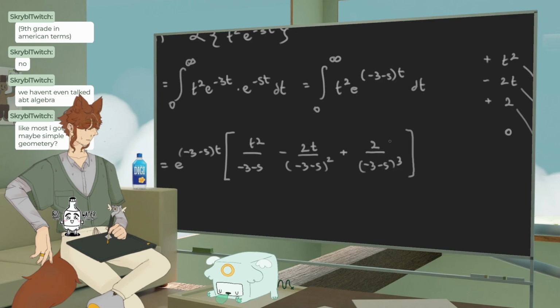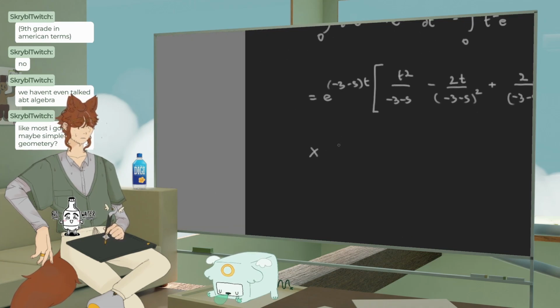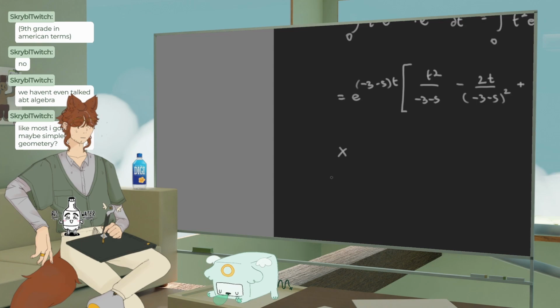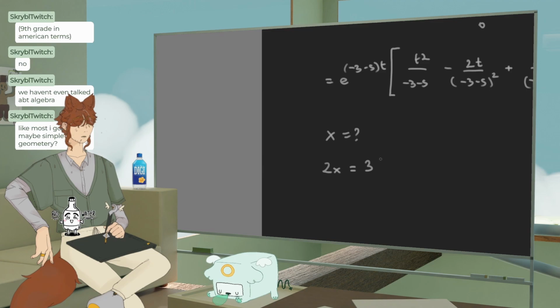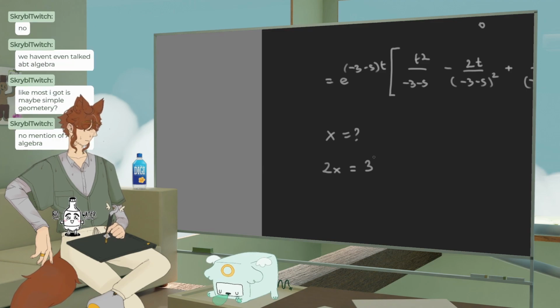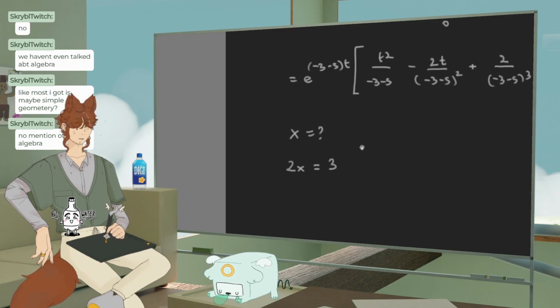Most I got is maybe simple geometry. Have you done stuff where it's like, this is what a variable is, 1 potato plus 1 potato equals 2 potatoes? And then saying, if we're trying to solve for a number x, and we have 2 of that number, and it equals 3 or whatever, then what does x equal? No mention of any algebra?